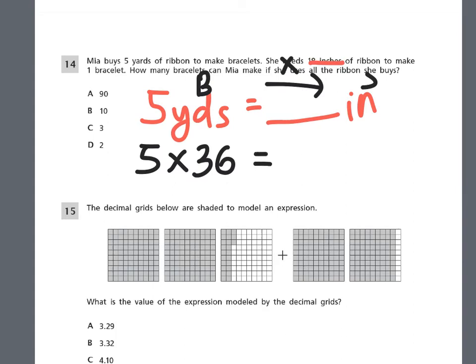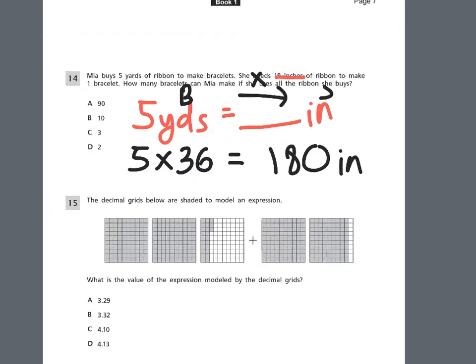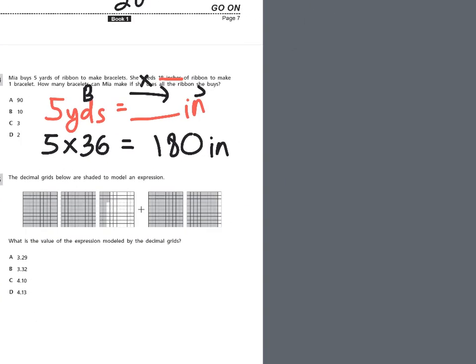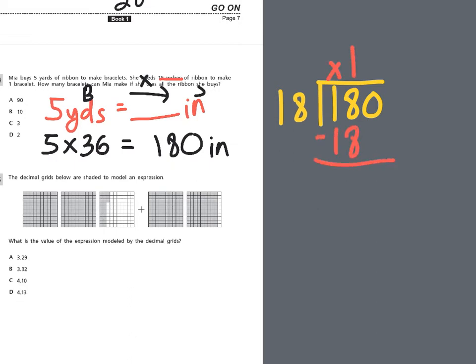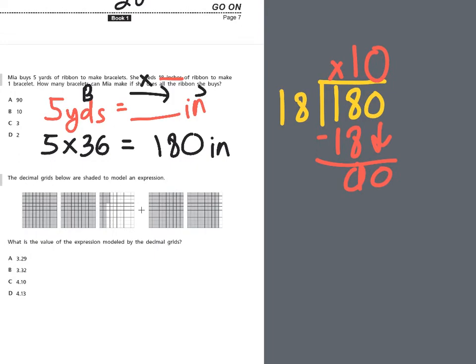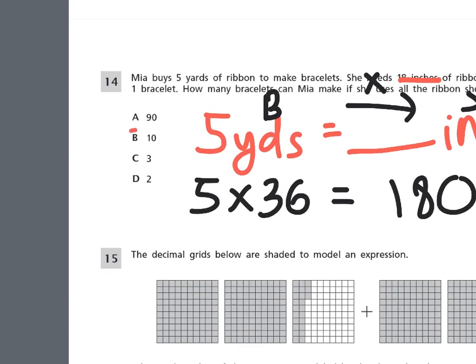So 36 times 5 would be 180 inches. Because 5 times 6 is 30, you put a 0 there, you carry the 3, and 5 times 3 is 15, and add 3 is 18. And so now we know that there's 180 inches in all. All we have to do now to figure out how many bracelets she can make is take 180 and group them into every 18, because every 18 equals 1 bracelet. So 18 goes into 18 once, and we know this is going to give us 0. Bring down this 0, so you put a 0, it makes 10. So the answer is 10 bracelets, which is the letter B.